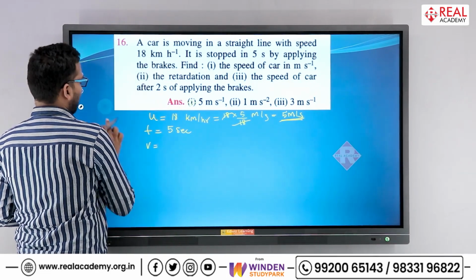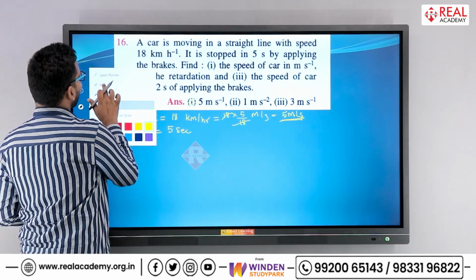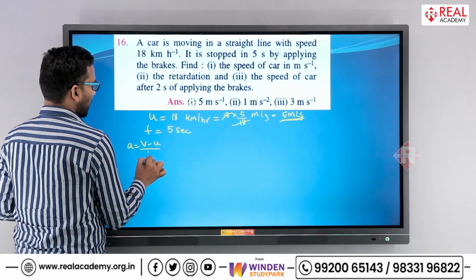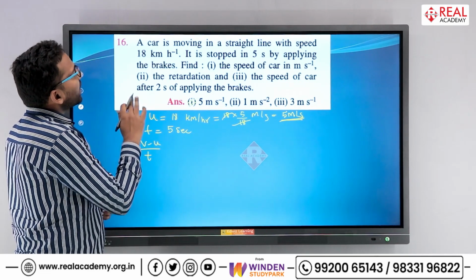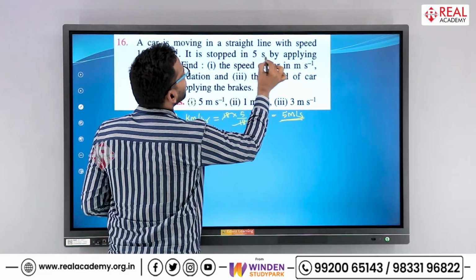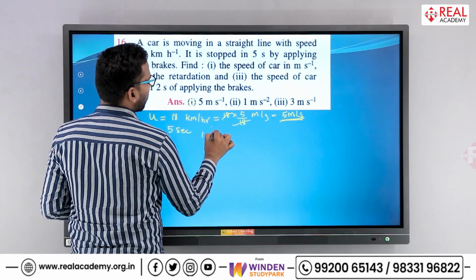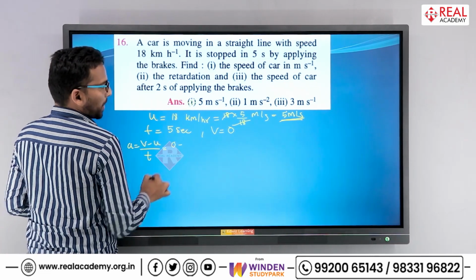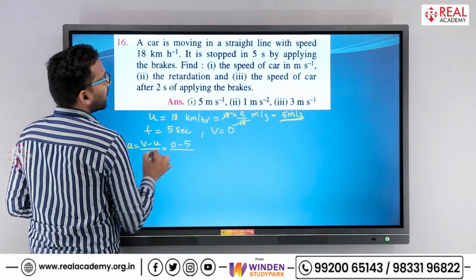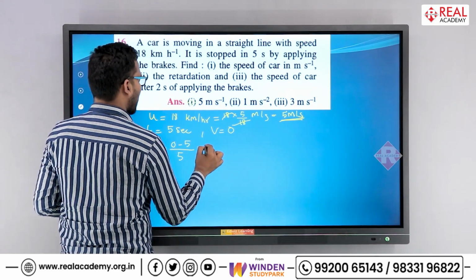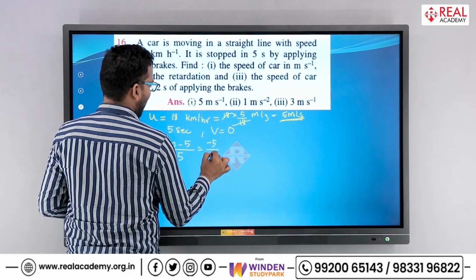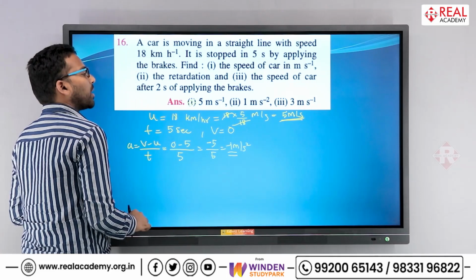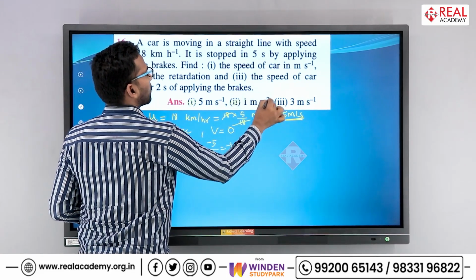Okay, the retardation. How to calculate the retardation? Obviously the formula for retardation is A is equal to V minus U by T. It is stopped in 5 seconds, right? After 5 seconds it stops, meaning what is the final velocity? 0. So the final velocity value is 0 minus the initial velocity value 5. After 5 seconds it is stopping, that is retardation is minus 5 by 5, which is minus 1 meter per second square. So 1 meter per second square is the retardation, right?